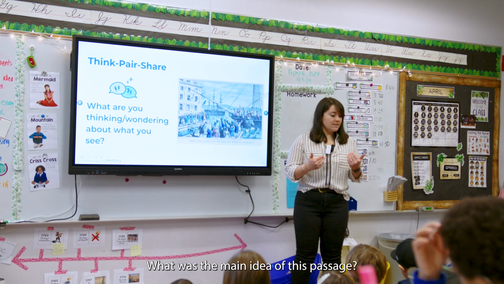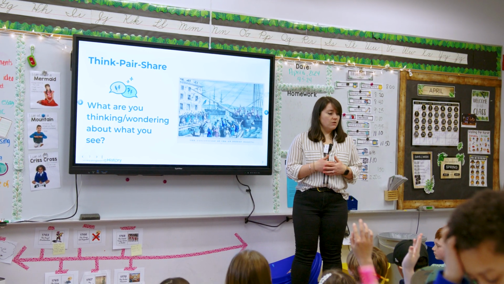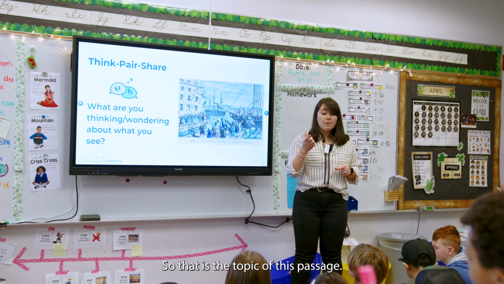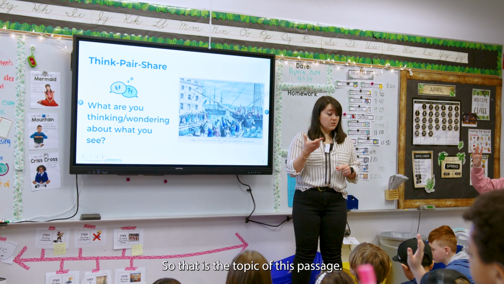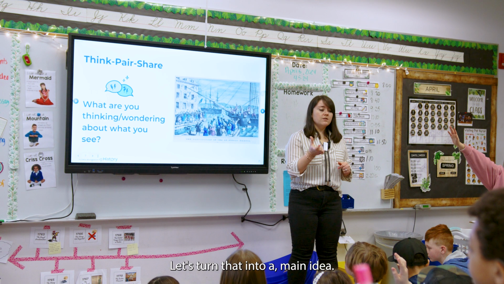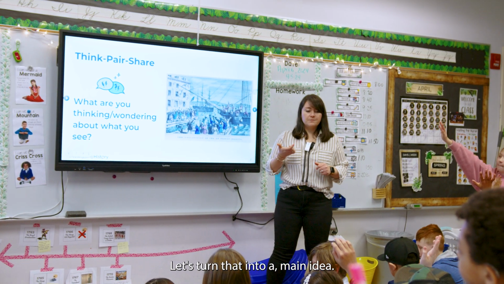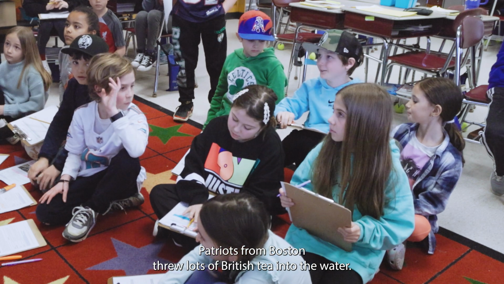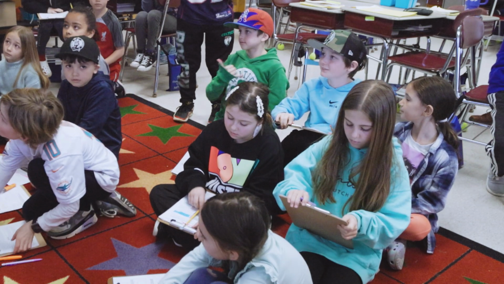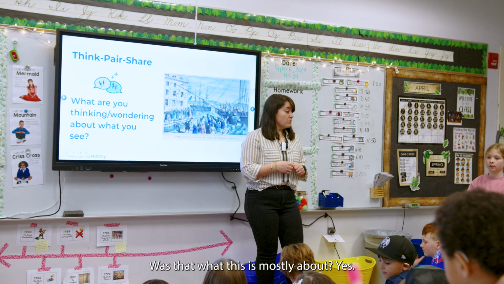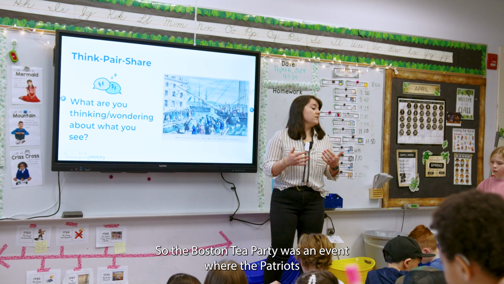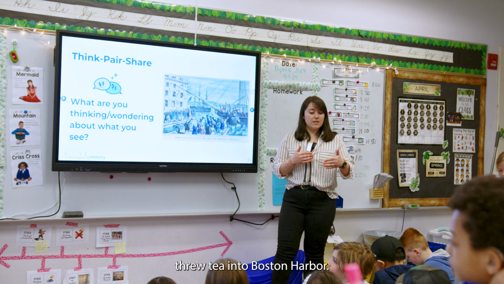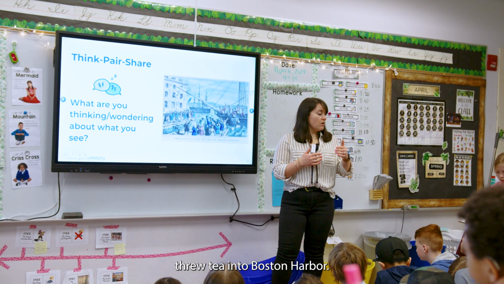What was the main idea of this passage? Griffin, what do you think? The Boston Tea Party. So that is the topic of this passage. Can we say more? Let's turn that into a main idea. Jonathan. In Boston, threw lots of British tea into the water. Do we agree with that? Yeah. Was that what this was mostly about? Yes. So the Boston Tea Party was an event where the Patriots threw tea into Boston Harbor.